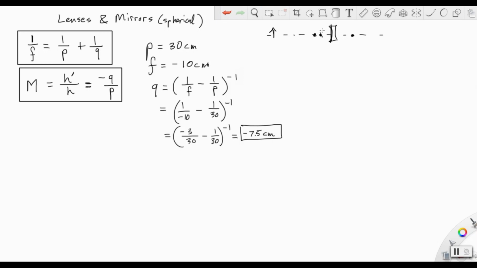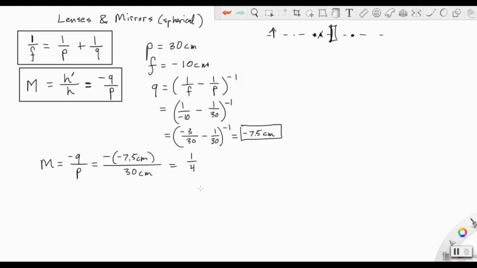We do not know, I'm going to mark an X there, whether that is going to be up or down or how big it is, right? So let's find that out. We can again solve for the magnification as negative Q over P. We have a negative of our image distance, which is negative 7.5 centimeters here, and then a positive object distance, 30 centimeters, right? 7.5 is just 1/4 of 30, right? So that means that this reduces to a positive 1 over 4.